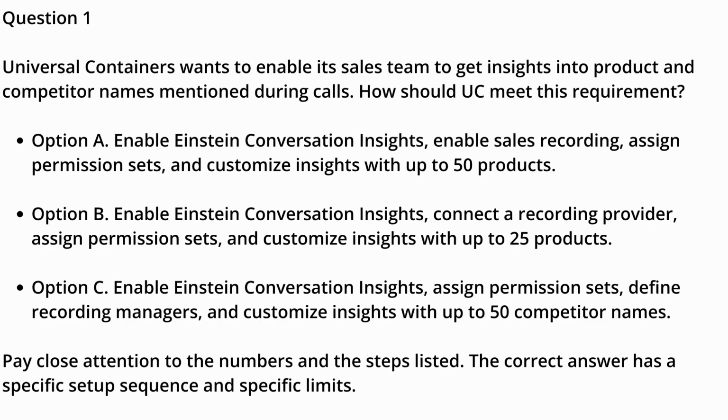Option B. Enable Einstein Conversation Insights, connect a recording provider, assign permission sets, and customize insights with up to 25 products. Option C. Enable Einstein Conversation Insights, assign permission sets, define recording managers, and customize insights with up to 50 competitor names. Pay close attention to the numbers and the steps listed. The correct answer has a specific setup sequence and specific limits.